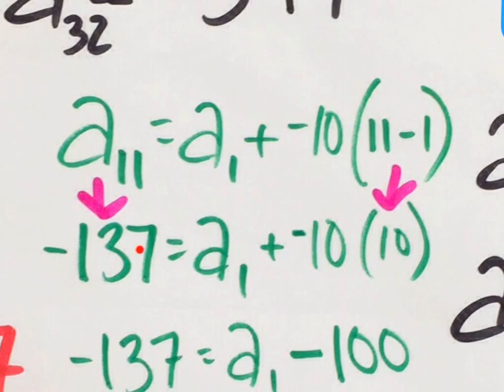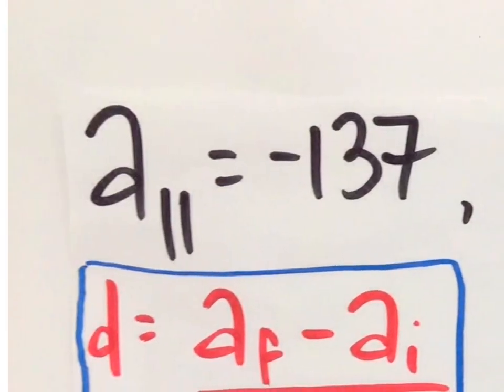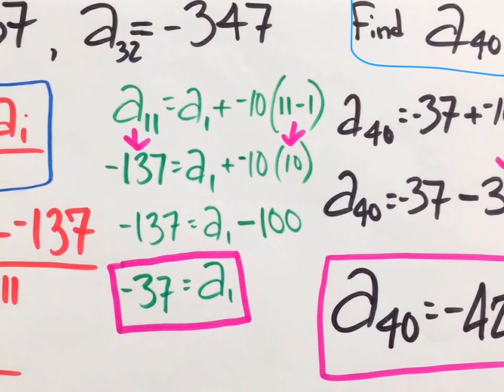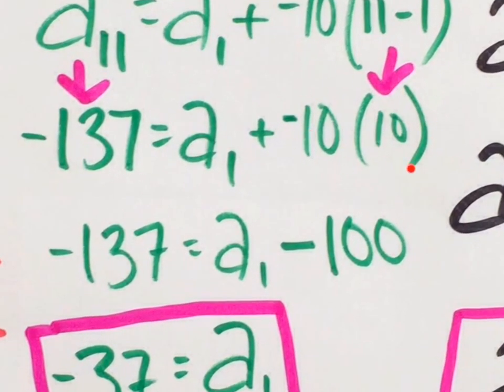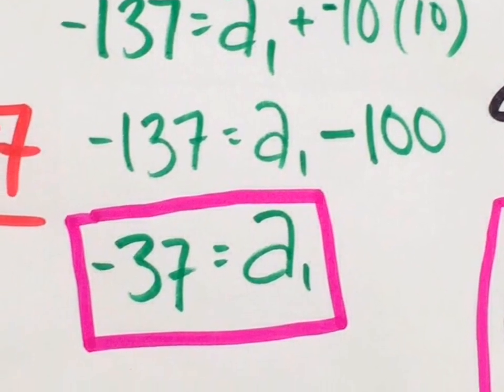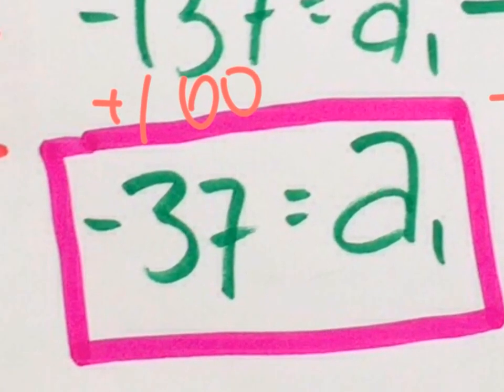It's going to give us 10, and we're going to change a sub 11 into negative 137 because that's the value when we look at it, right? We're always going to be referring back to this. And let's do a little bit of math. Negative 10 times positive 10 is a negative 100. We've got to isolate and find a sub 1, and when we add 100 to both sides, we're going to get negative 37. All right, so that's another missing link.